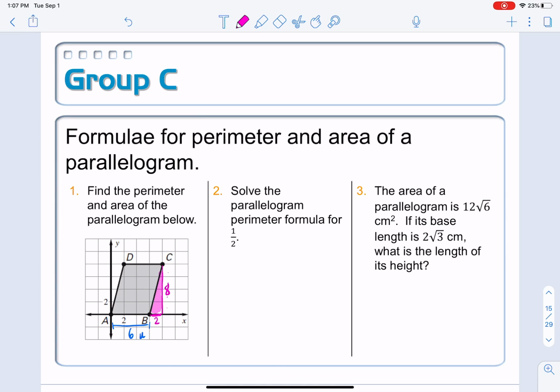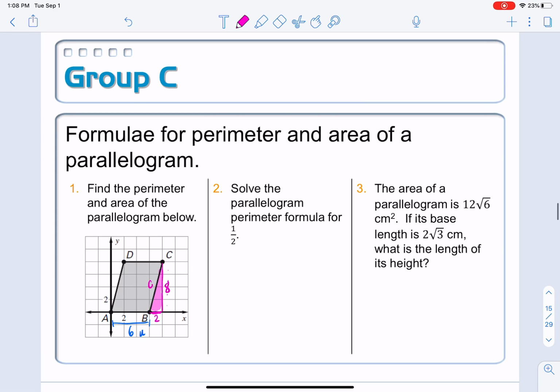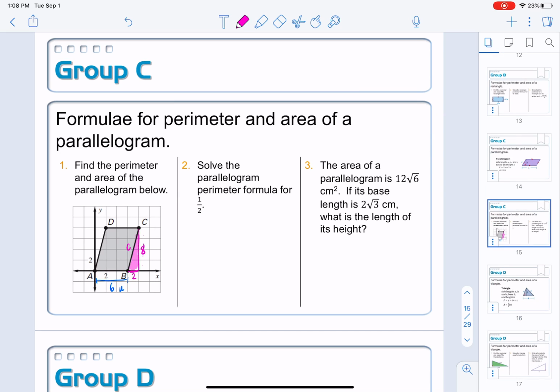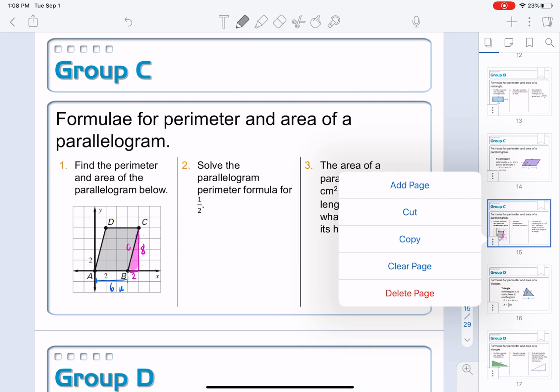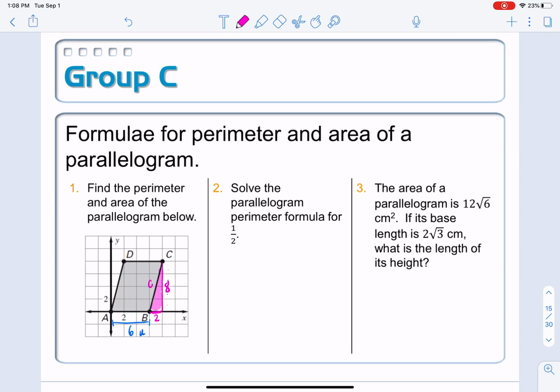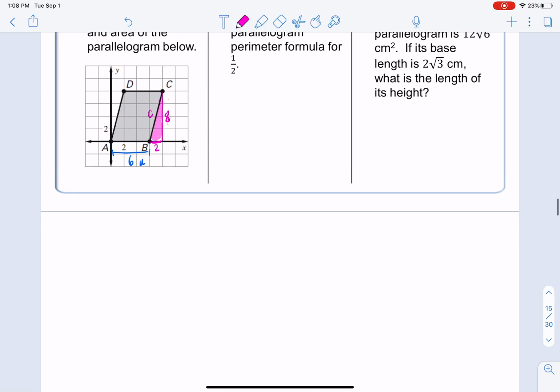And then I'll need to use the Pythagorean Theorem in order to solve for the length of BC. And I'll just call this, for the sake of this problem, a c, because that's what I'm used to in the Pythagorean Theorem. All right, so I'm going to quickly run out of space for this particular problem, so I'm going to add a page to this so I have some room to write on that.